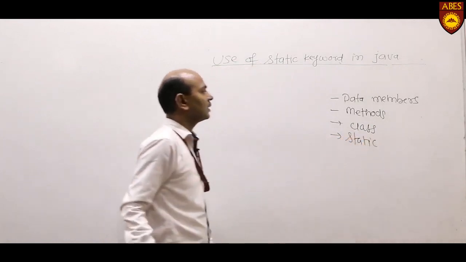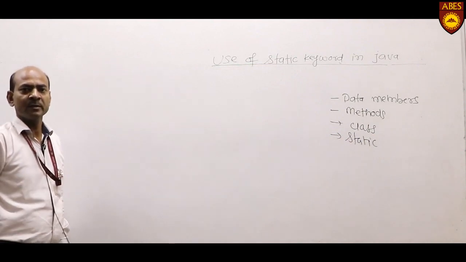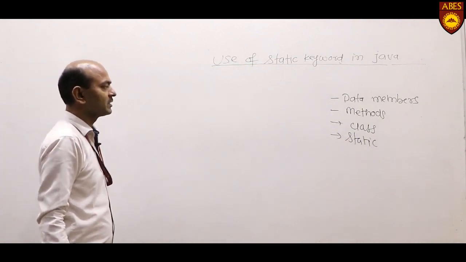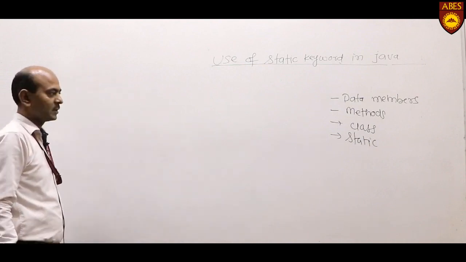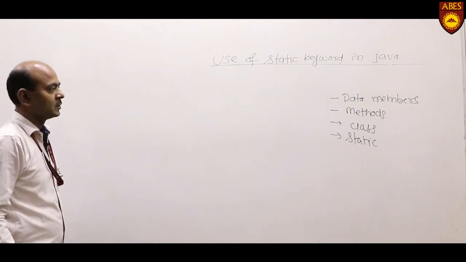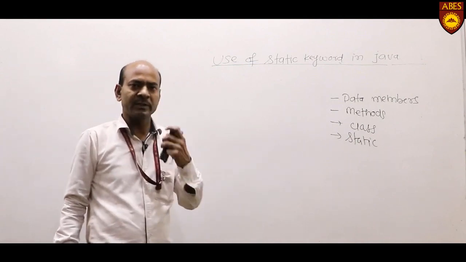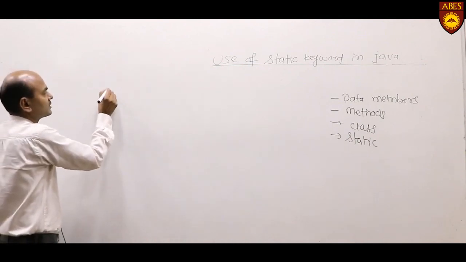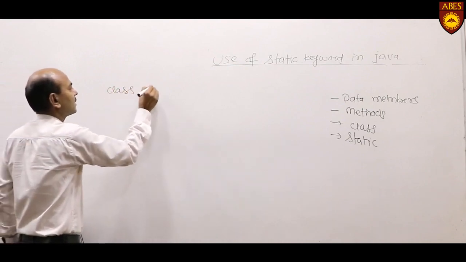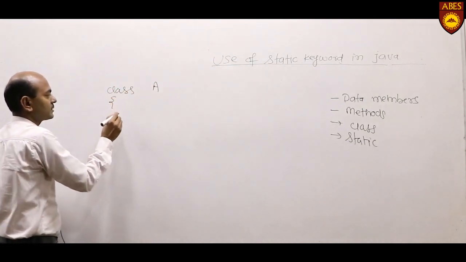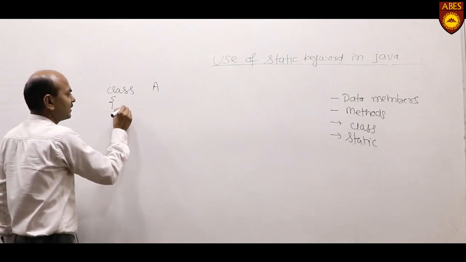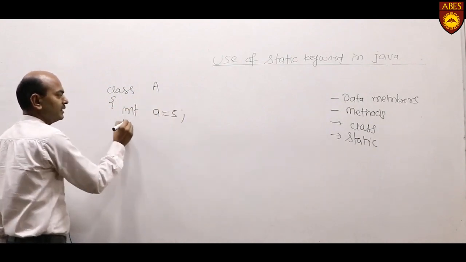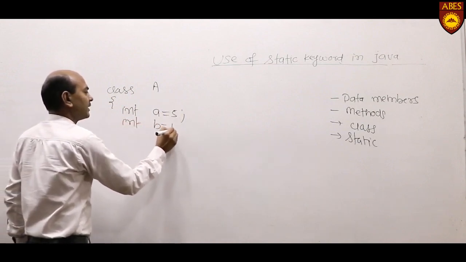So I will tell you how the static modifier works if we apply it before a data member, or methods, or a class, or before the block. I will explain it with the help of an example. Suppose consider there is a class called A which has some data members like int A equal to 5 and int B equal to 10.